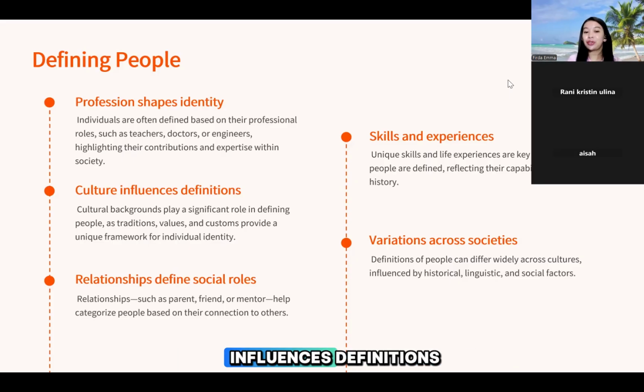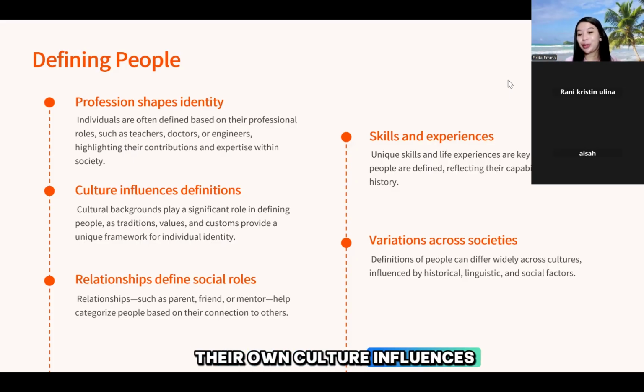The second is culture influences definitions. Cultural backgrounds play a significant role in defining people, such as the traditions, values, and customs that provide a unique framework for individual identity. For example, my name is Firda and I have a Javanese culture as my background. When we talk about Javanese culture, people also have their own imagination about it. And maybe Rani, a person who came from Kalimantan, maybe she has a Dayak culture or a Bugis culture. Yeah, some people have their own cultural influences.